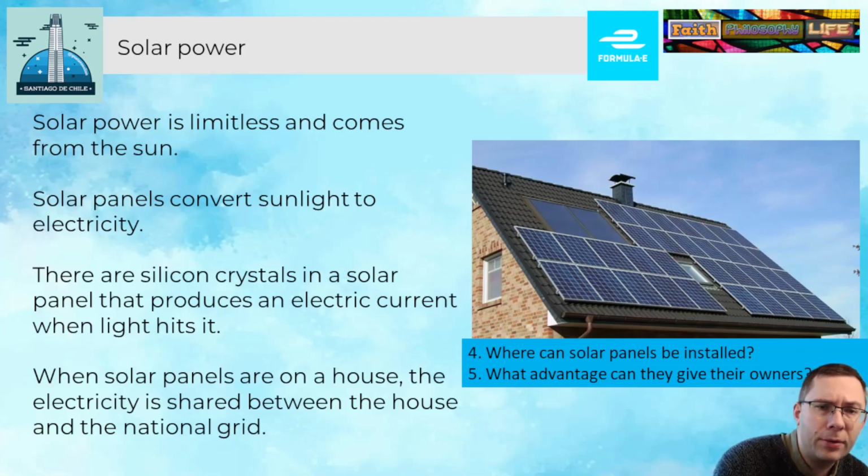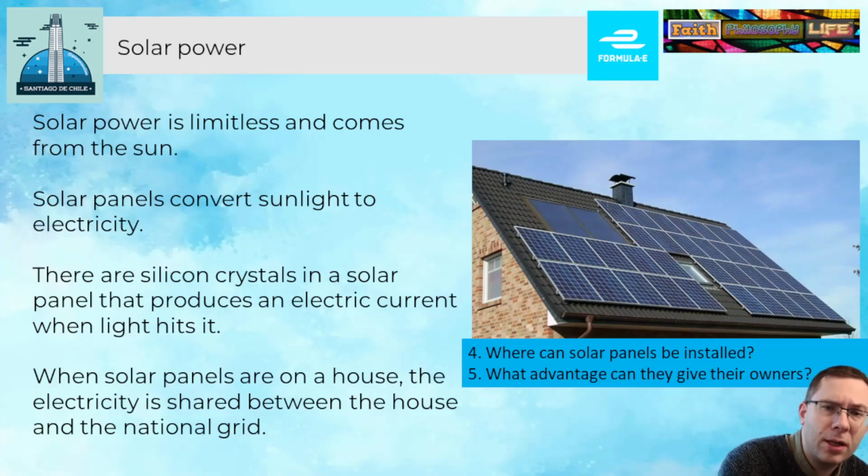When solar panels are on a house, the electricity is shared between the house and the national grid. I have solar panels on my roof, which I'll tell you more about next time. But it does mean that I get free electric. As the sun is shining, I get free electric through my solar panels, which is brilliant. And also, I get to feed it into the grid.